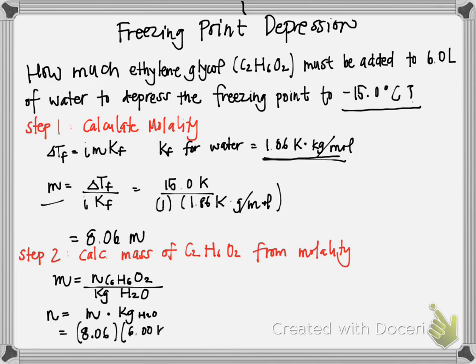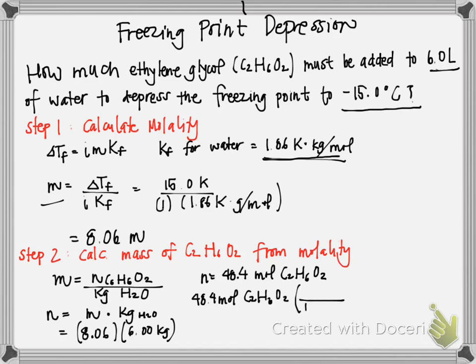Okay, so we're going to take the 8.06, and from that we're going to multiply it by the 6 kilograms to give us the number of moles of ethylene glycol. So we have 48.4 moles of ethylene glycol. Now that we have the moles of ethylene glycol, we can convert moles to grams by multiplying by the molar mass of ethylene glycol. The molar mass is 62.8 grams per mole, so we end up with 3,004 grams of ethylene glycol.